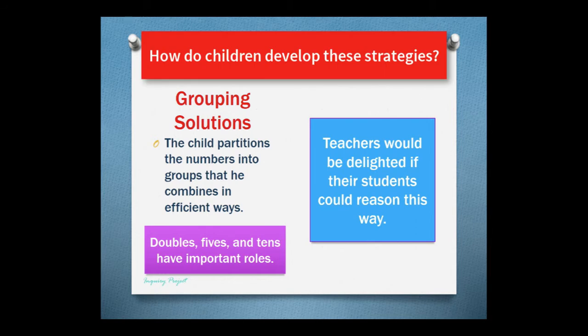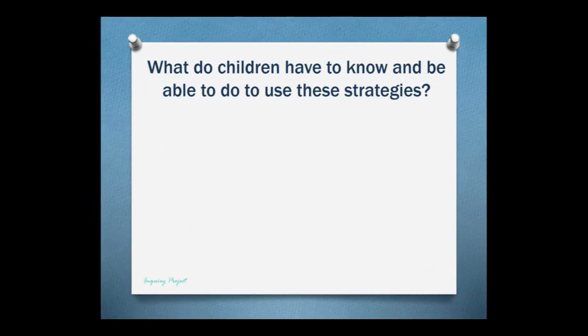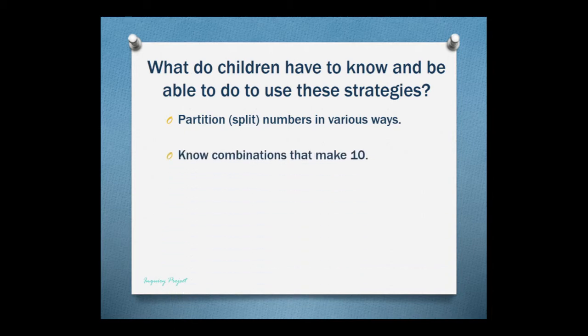So the question is, how do children develop these strategies? Well, to answer that question, first we're going to answer a different question. And that is, what is it that children have to know and be able to do to use those strategies? In each of the examples we've given, the child partitioned or split up one or both numbers into parts. In each case, the child then recombined numbers to get a 10. Well, that meant that he had to know the combinations that make 10.